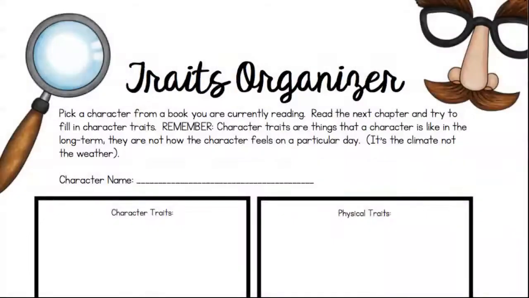Okay, then we have the traits organizer. Depending on how I have my week structured, I would do this on day 2 or 3. For this, you pick a character from the book you are currently reading. You're going to read the next chapter and try to fill in character traits. Remember, character traits are things that a character is like in the long term, not how the character feels on a particular day. It's the climate, not the weather.